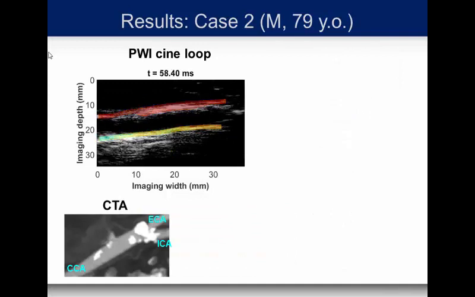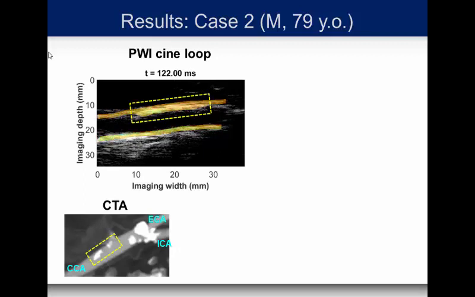Second case here, we're imaging the common carotid artery. If we look at the CT, we can see that the bifurcation is very calcified, which leads to some shadowing towards the distal end. But we're imaging where the yellow box is. Here, we also see 2 bright spots suggesting calcified inclusions.